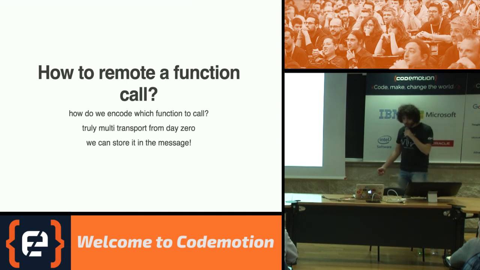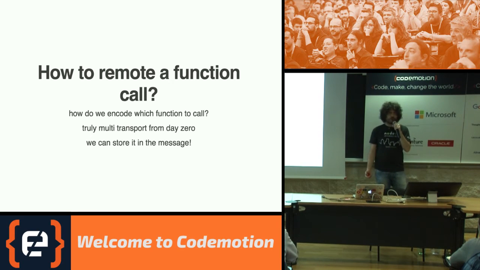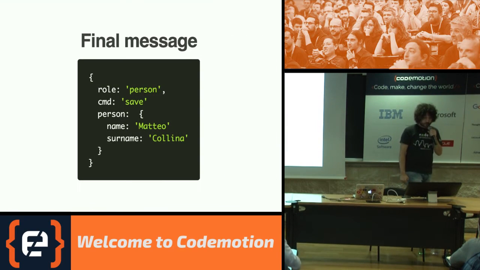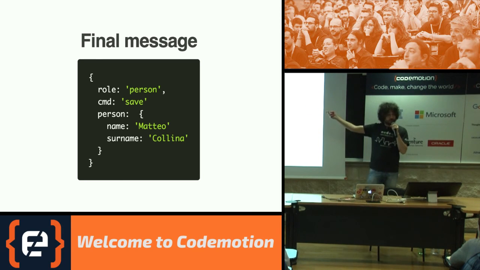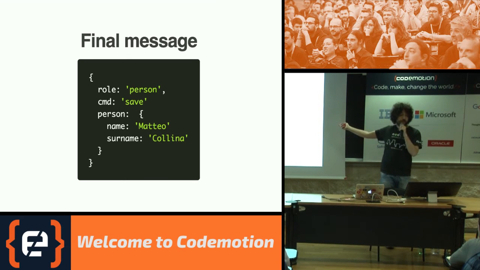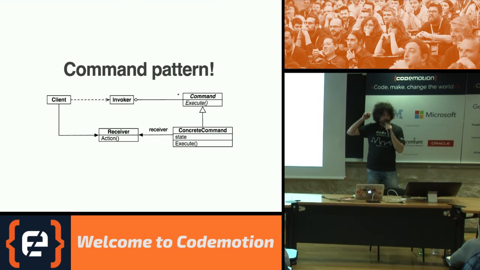Well, we can store which function we are calling in the message. So let's say we store role person and command save. So we have identified which service we are calling, role, and which command we are sending there, save. This is a nice command pattern.